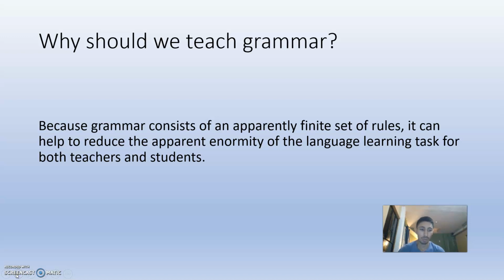Why should we teach grammar? Well, because grammar consists of an apparently finite set of rules. It can help to reduce the apparent enormity of the language learning task for both teachers and students.